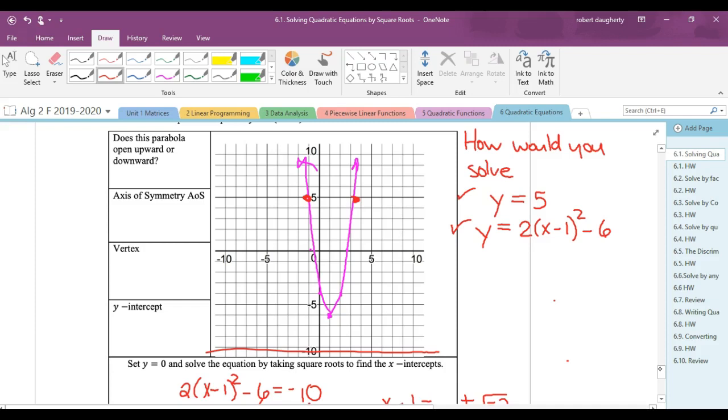So that's what we're going to be doing. Today we took vertex form and we learned how to solve it. When I see you on Monday, we're going to take intercept form and figure out how to solve it. Question?